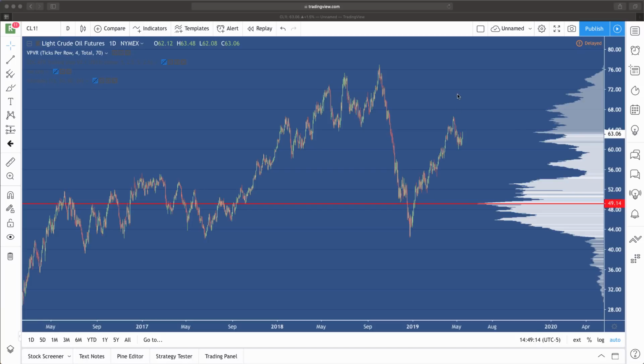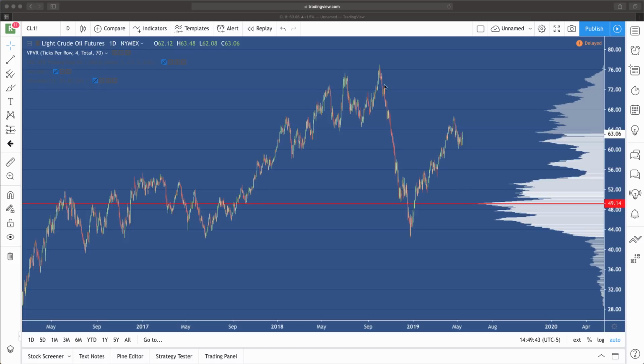So how do you use this information? I like to use the high volume nodes as targets when you're in a trade. For example, if you got short crude oil back in September of last year when it was at 72, 75, whenever you identified the downtrend, you're looking for targets. My targets would be the high volume areas, and the highest volume is this big chunk here between about 55 and 45, with a focus at about 49 and some change.